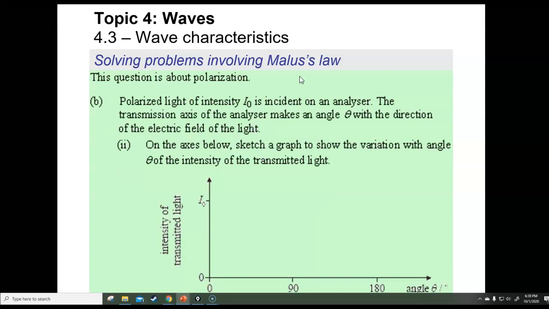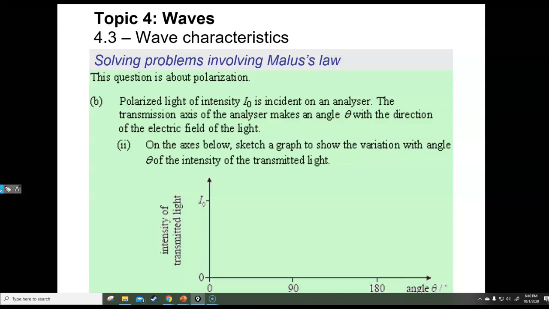Polarized light of intensity I0 is incident on an analyzer. The transmission axis of the analyzer makes an angle theta with the direction of the electric field of the light. On the axes below, sketch a graph to show the variation with angle theta of the intensity of the transmitted light.